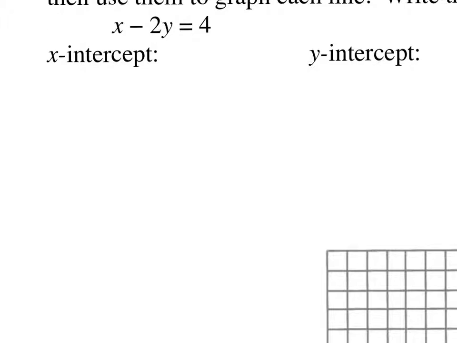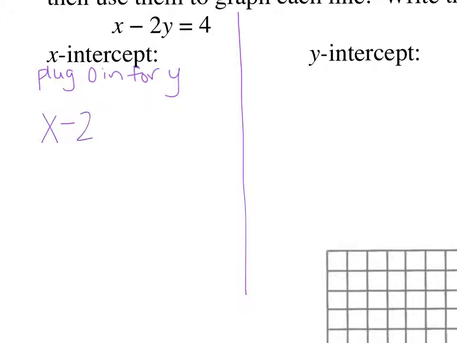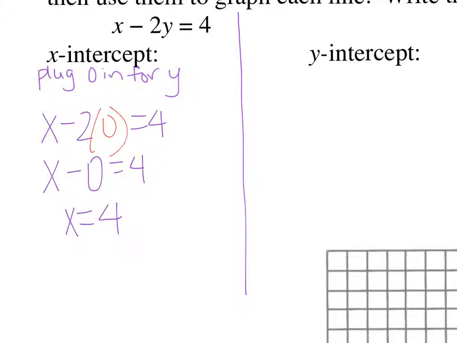We are going to take a look at number 63 in the note packet, and we're going to find the x-intercept first. And I'm just going to draw a line here so I have enough space. To find the x-intercept, we're going to plug 0 in for y. When we do that, we will take x minus 2, now instead of y it's going to be a 0, is equal to 4. So x minus 2 times 0 is 0, equals 4. This is now just x equals 4. So our x-intercept point is going to be 4, comma, 0.